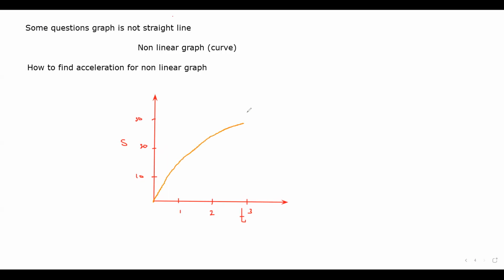which means a curve. So when the graph is non-linear, when the graph line is curved, how can you work out the acceleration? If I say find the acceleration, because it is a curve, it means acceleration is continuously changing. In this example, acceleration is decreasing as the slope is decreasing. So how can we find the acceleration? We will draw a tangent.